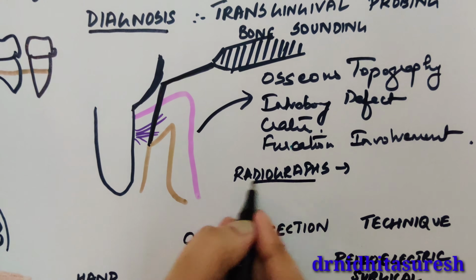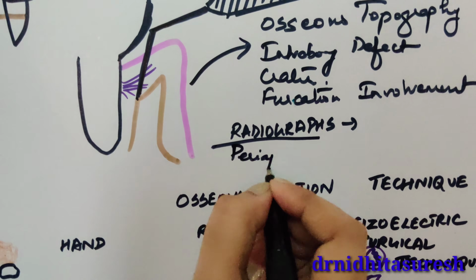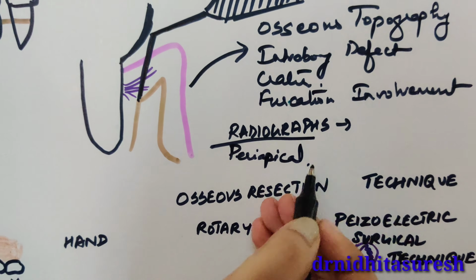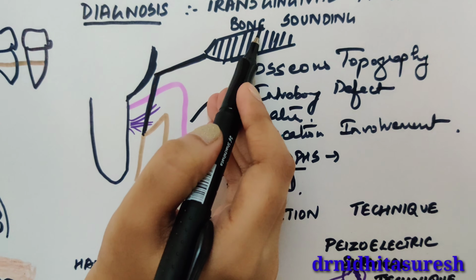Now, what about the radiographs? It is just going to be 2-dimensional. Basically, you are going to take a periapical radiograph. It's very 2-dimensional and it is not very specific when compared to your transgingival probing or bone sounding.